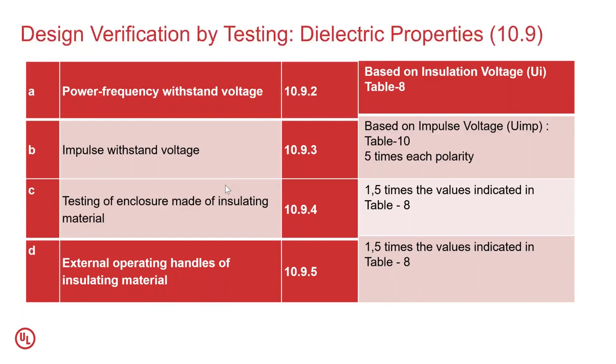Those handles have to withstand 1.5 times the test voltage as per Table 8. Don't forget this, it is very, very important. While testing under 10.9.5, the external operating handles of insulating material of the switchboard have to undergo 1.5 times the values indicated in Table 8 as a dielectric test, and they have to qualify.